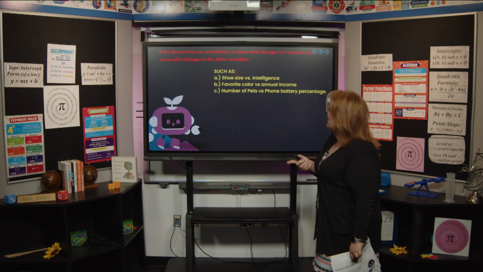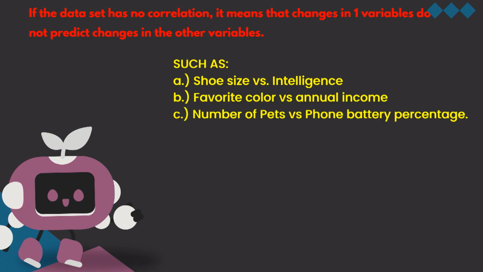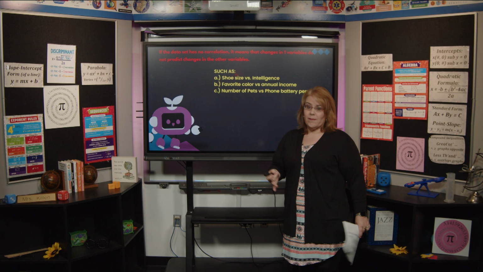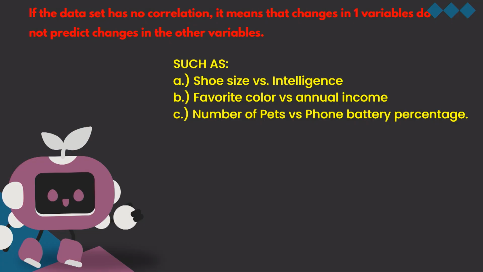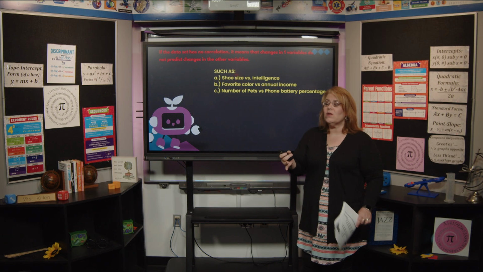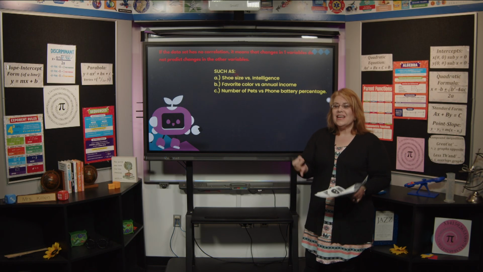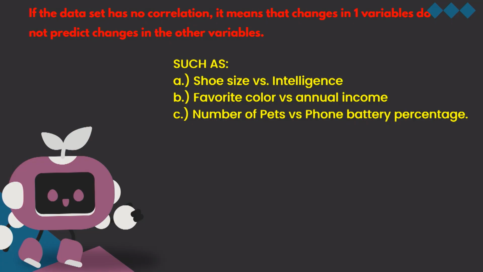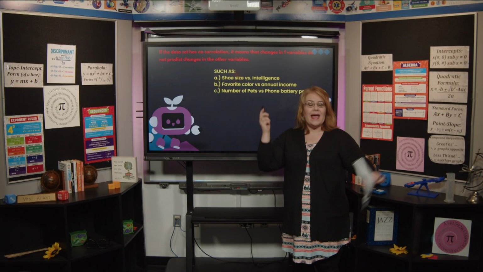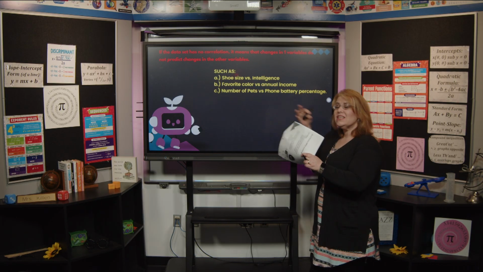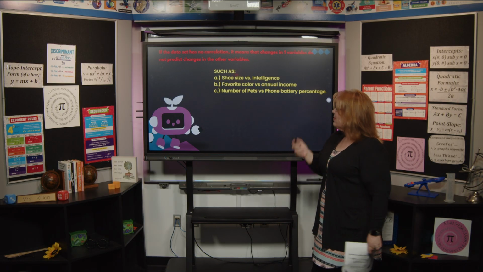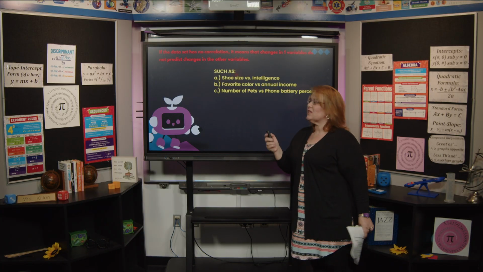All right, if a data set has no correlation whatsoever, it means that changes in one variable do not predict the changes in the other variable, such as shoe size and intelligence. You can have the biggest feet in the world, that does not mean anything about your intelligence. Favorite color versus annual income: your favorite color could be purple and you could still not have any money whatsoever. So it does not matter. The next one is the number of pets versus your phone battery percentage. We are all sitting here on 2% and we have 100 million pets. Obviously, these two do not predict anything about the other. So that's what it means when we have no correlation whatsoever.